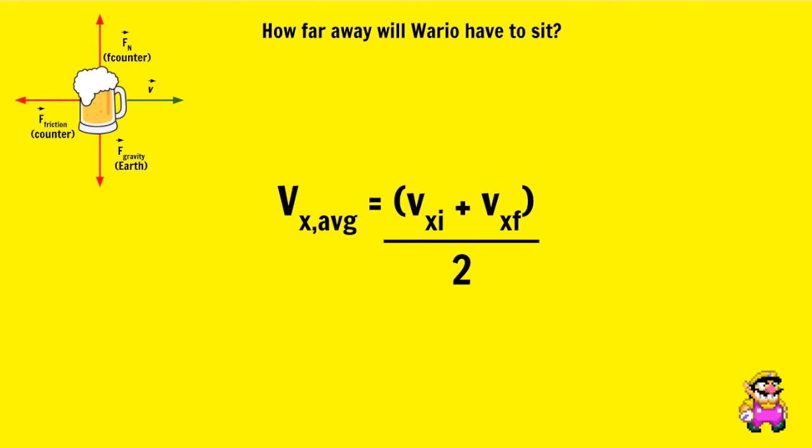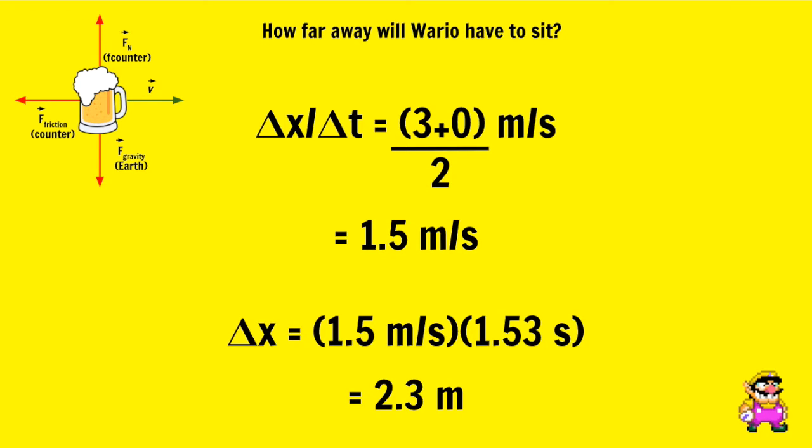For the second part of the problem, because we know that our net force is constant, we can use the arithmetic average velocity to find displacement. Remember that velocity is the change in position over time, so what we do is set just that equal to the arithmetic average velocity, and we find that it is 1.5 meters per second. We then isolate our displacement delta x by multiplying both sides by delta t. Plug in our knowns, 1.5 meters per second and 1.53 seconds, to yield 2.3 meters.